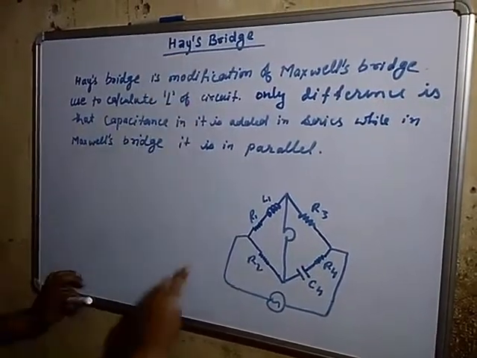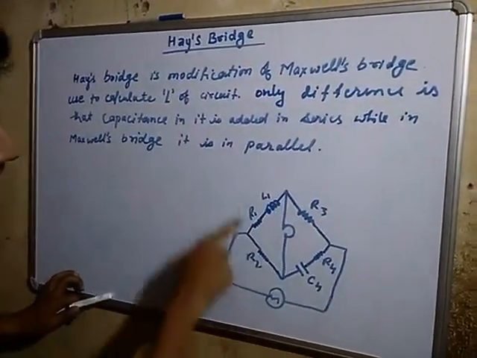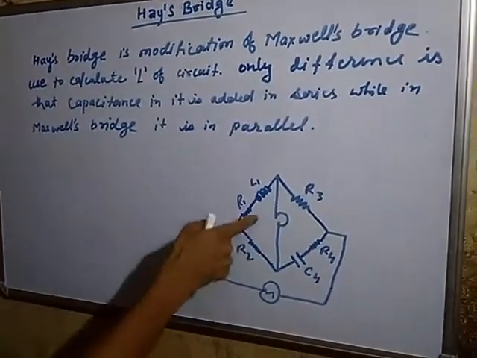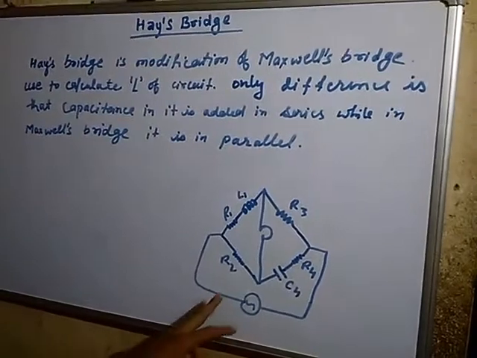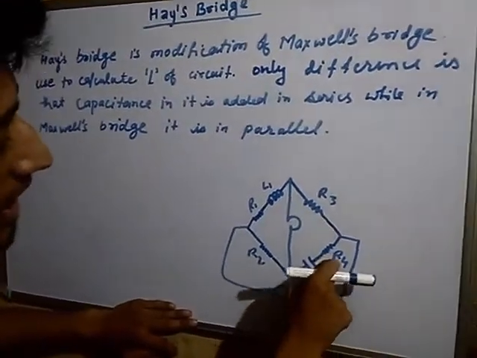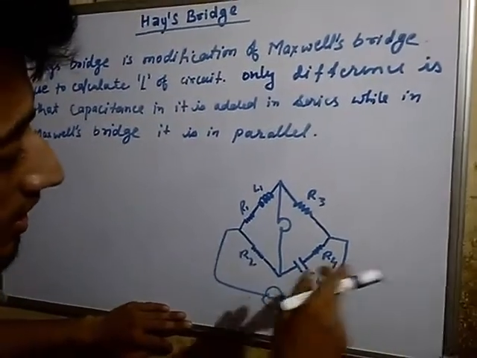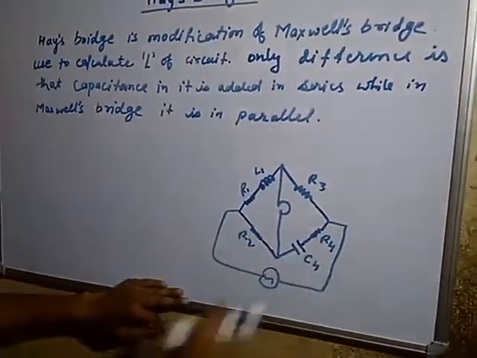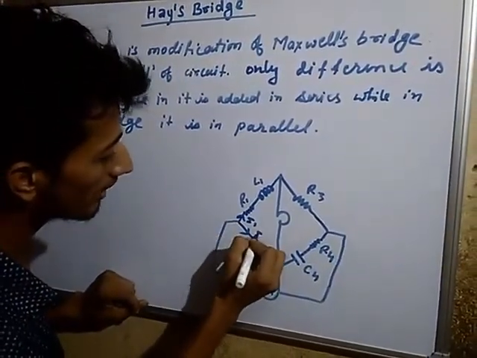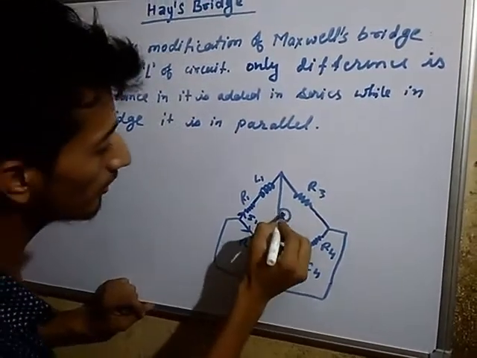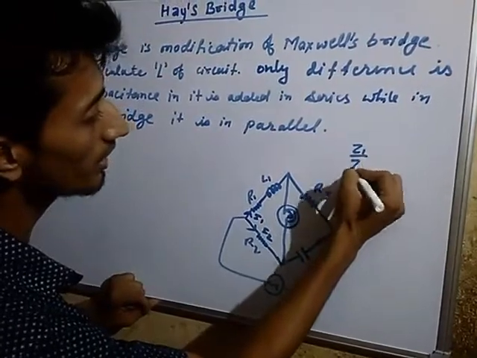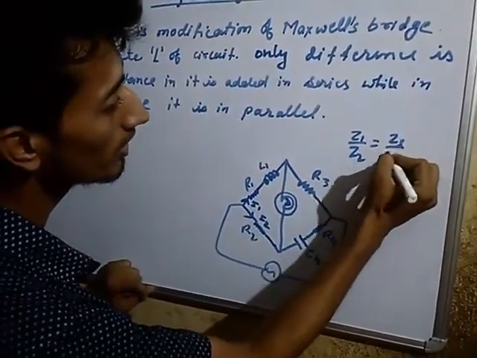The schematic diagram of Hay's bridge is this. Here again L1 is the required inductance, R1 is its effective resistance, and here is the difference: C4 is added in series with R4, while in Maxwell's bridge it is added in parallel. This is the I1 current and this is the I2 current, and this is the detector D which will have zero deflection. For this, Z1 upon Z2 will be equal to Z3 upon Z4.